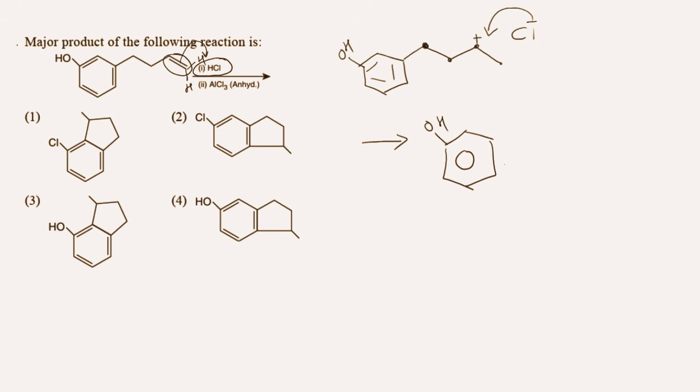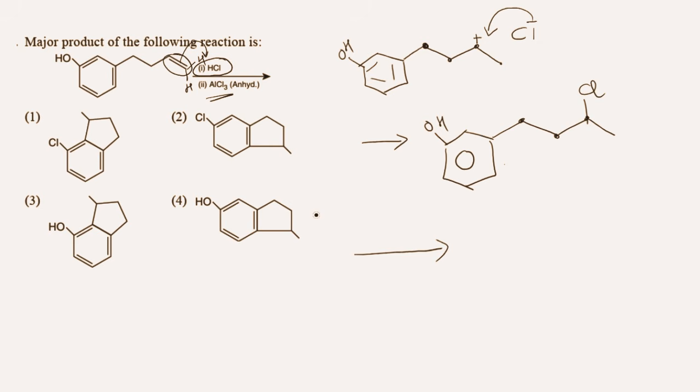So you can count the number of carbons 1, 2, 3, 4. So 1, 2, 3, 4. Here we have a chlorine. And look at this. Next we are using anhydrous aluminum chloride. When do we use this? Either Friedel Craft acylation or alkylation. Since the compound here is having an alkyl side chain with the chlorine, it's Friedel Craft alkylation, right?